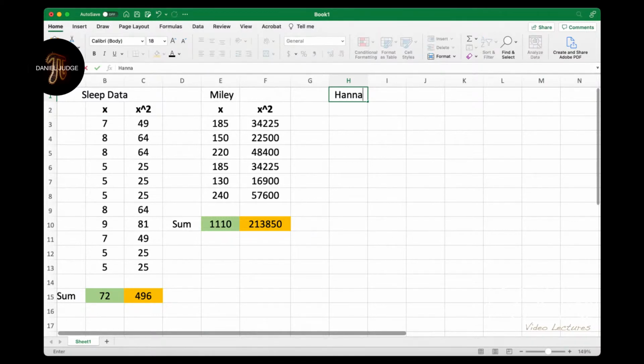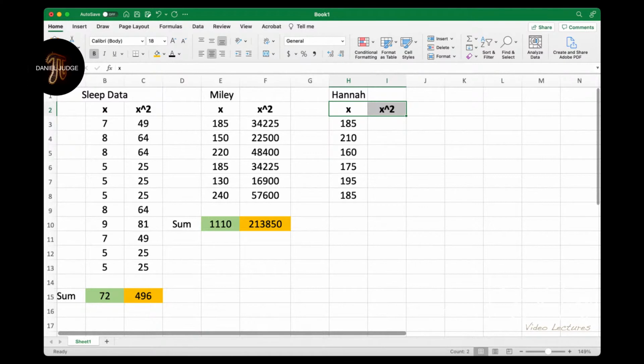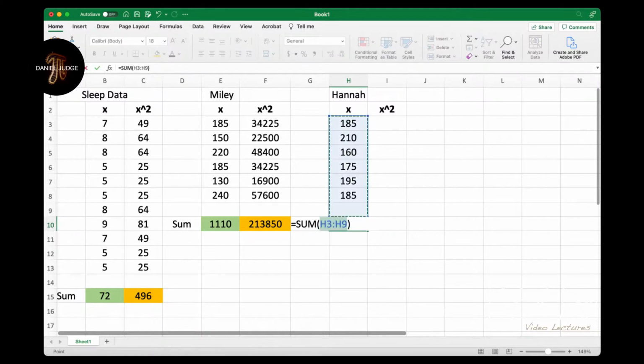So you say, okay, Mr. Judge, what do I do again? We need the X values. We need X to the second power. X is your data values. Okay, so you need those values here. And so you got to go back to the data for Hannah. This is for Hannah's bowling scores: 185, 210, 160, 175, 195, and 185. Okay, you go there. And let's get you started. I'm going to add them. I'm going to get you guys even started on this.